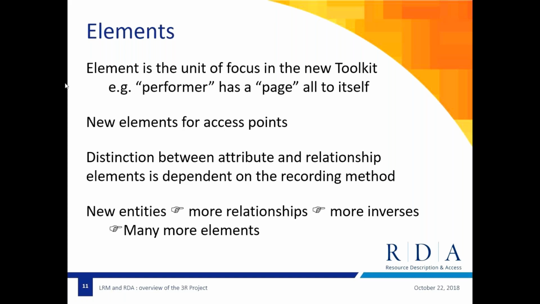Elements are gathered together by the entities which they are applicable to. And then within each element, we have a regular structure. So what was previously a relationship designator, which basically had 3 lines of text in the original toolkit, now has a page all to itself. And that's true for every element in the new toolkit.